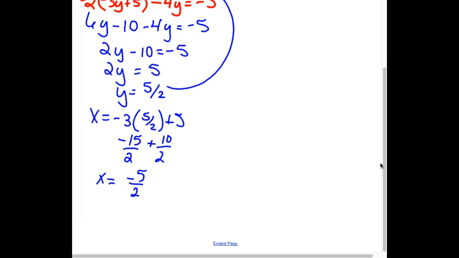Okay, check your ordered pair answer. Remember, x has to be first, y has to be second. So you should have negative 5/2, comma, positive 5/2. Okay? I do not want you to leave it as x equals this, y equals that. I want you to show me you understand it's an ordered pair. Okay? It's a point on the coordinate graph.